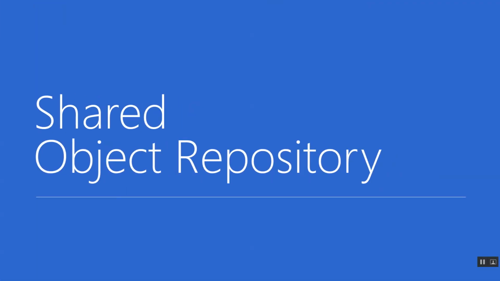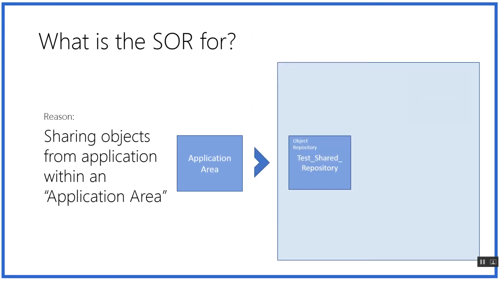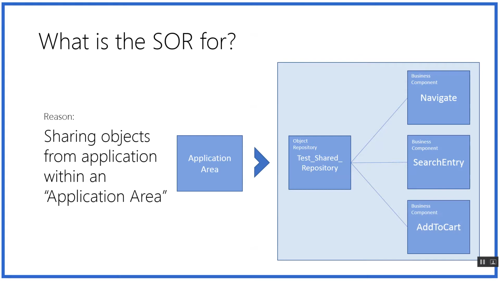Then we have a shared object repository, and the general difference between them is that a shared object repository is available for every component which is included in an application area. So when you have an application area and there you have a shared object repository, each component here, navigate, search entry, add to cart, can access this object repository. But in general, a shared object repository is the same as a local object repository, with the difference that it's available over the whole application area.